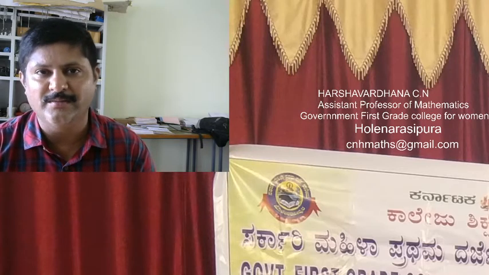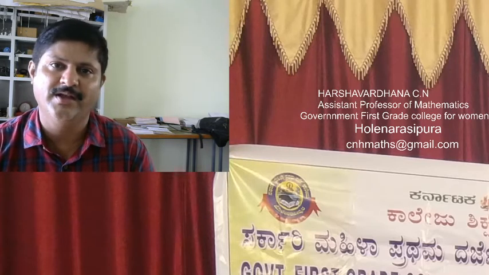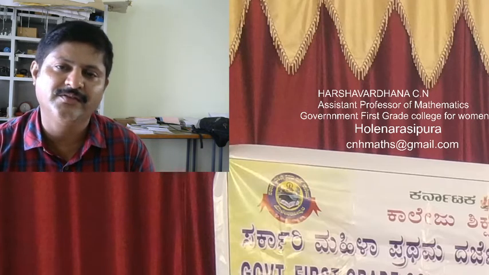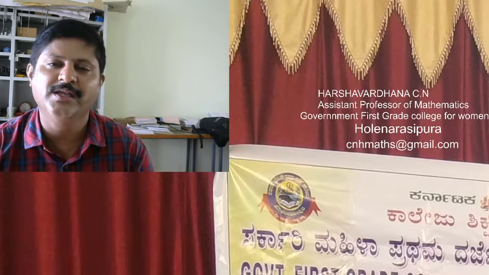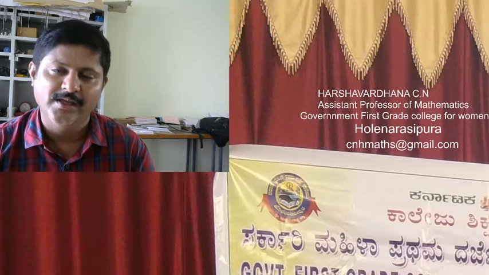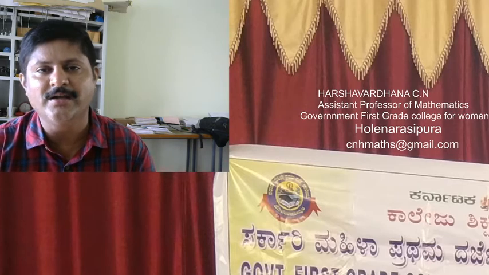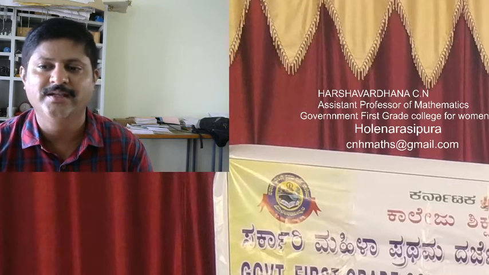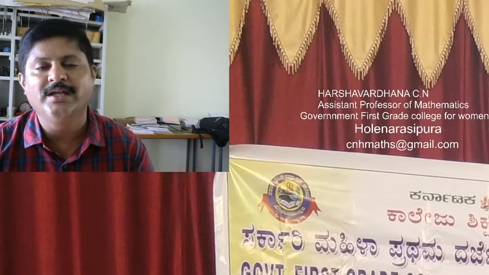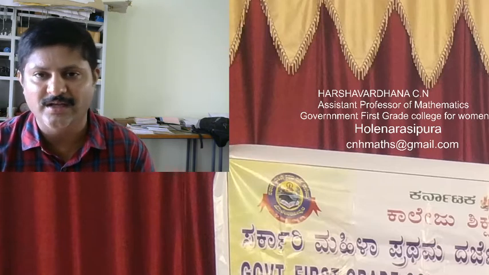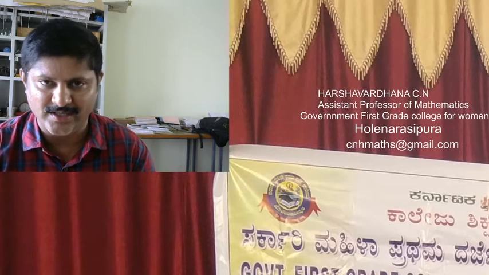In a complex number z equals x plus iy, if the real part x is absent, then that complex number is called purely imaginary. In a complex number z equals x plus iy, if the imaginary part y is absent, then it is called purely real. Next, I am going to introduce the conjugate concept.